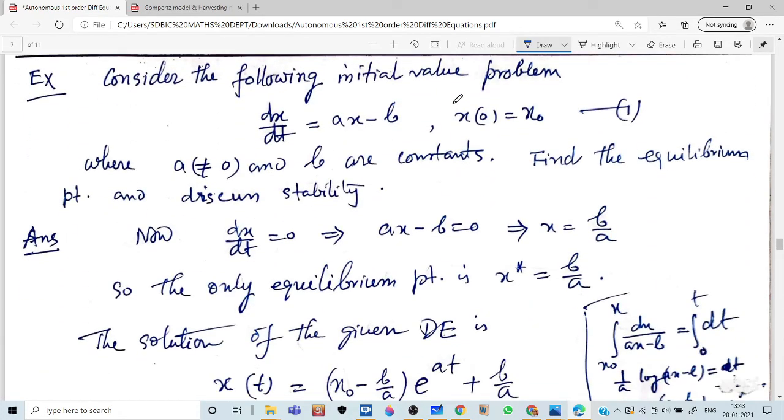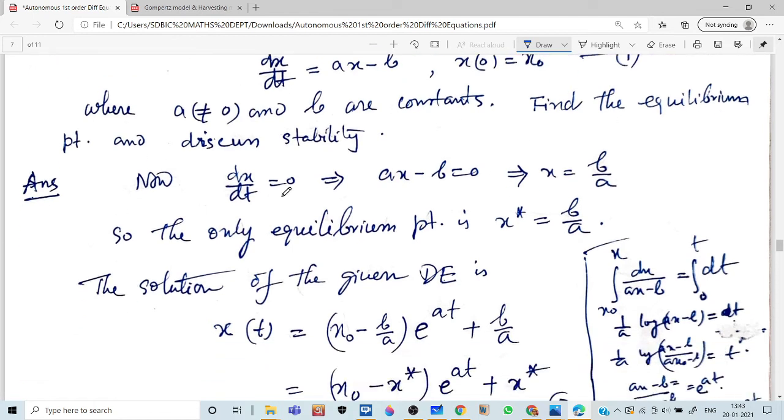Consider the following initial value problem: dx/dt = ax - b. Here a is non-zero and b is a constant. Find the equilibrium point and discuss stability. For the critical point, dx/dt = 0, so from this x = b/a. So there is only one critical point, x = b/a.